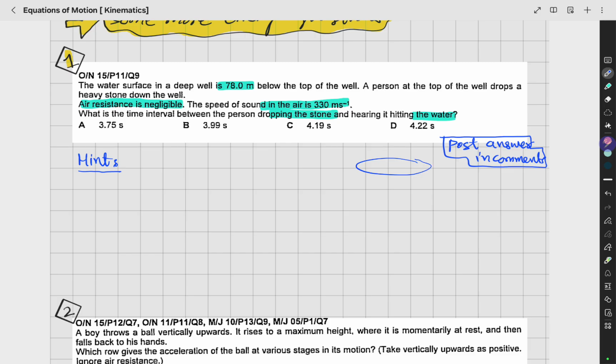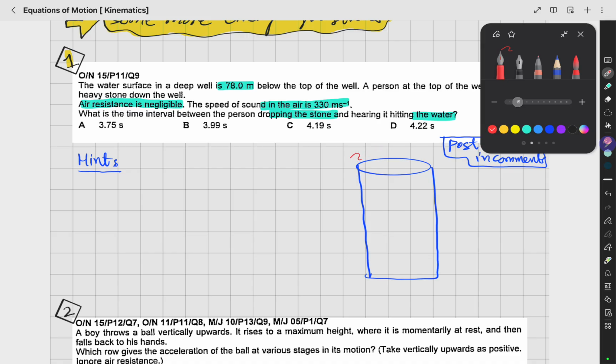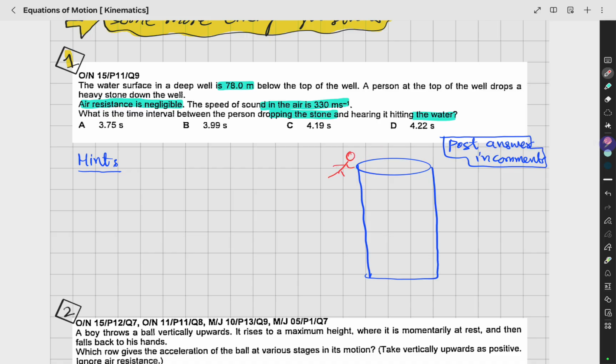So look, actually the question is, this is a deep well, right? And a person is standing over there, and that person is going to drop some stone or something in it. The stone will go and hit the water and make a splash sound, and that splash sound will get back to the person. So they're asking how much time after dropping the stone he can hear the sound. So this is a two-part situation.